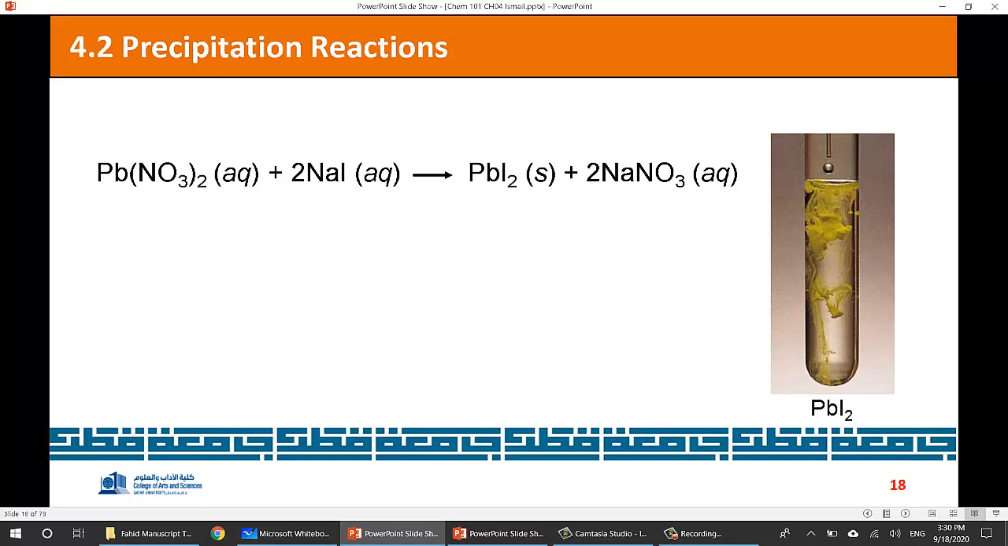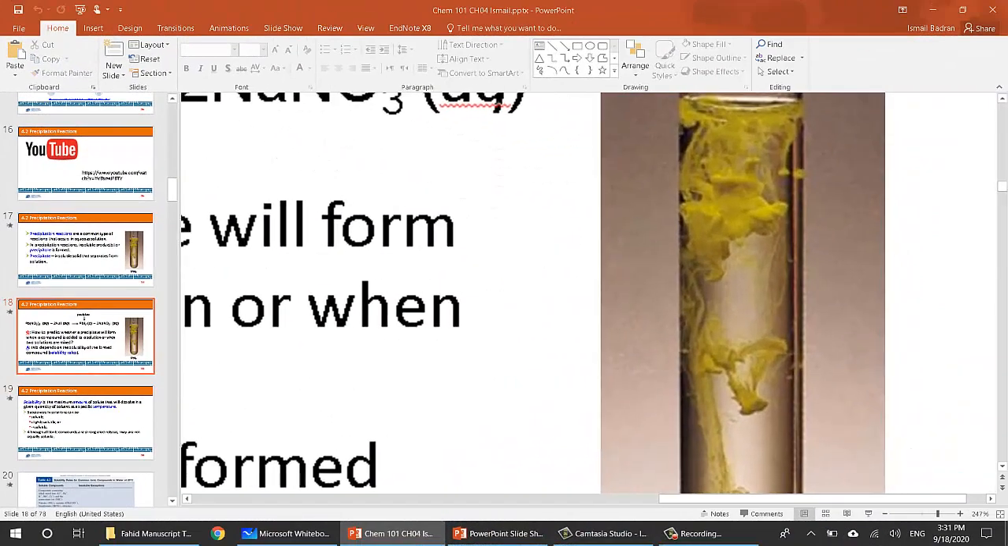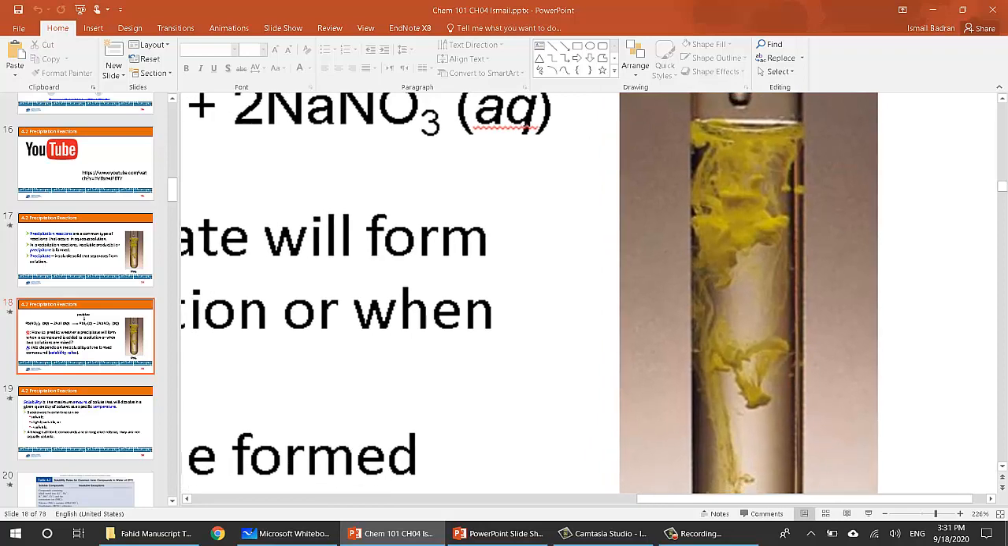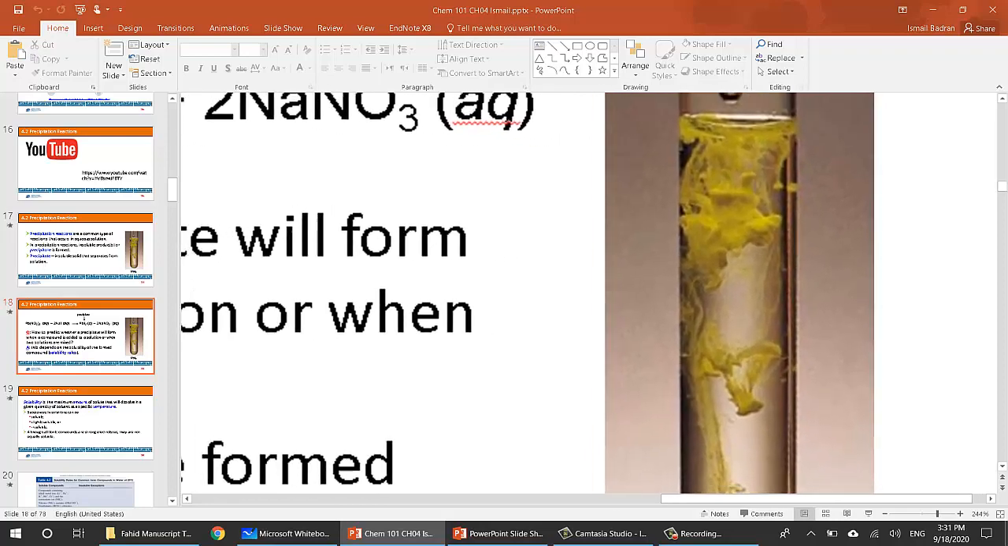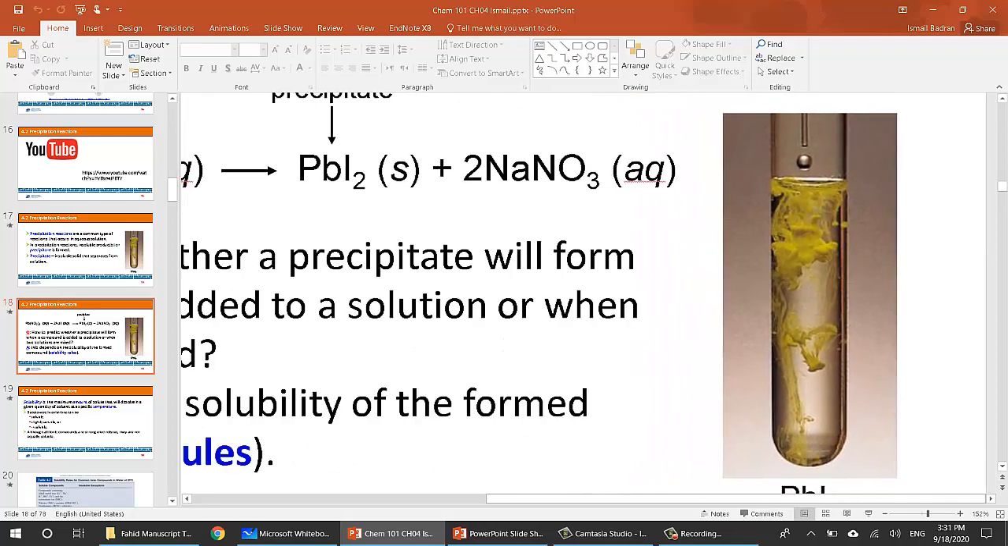And sodium iodide also has no color. I refer to them here by the letters aq. That means aqueous, indicating that these are soluble in water. So when you add these two things, you observe some kind of cloudy yellow solid forming. That's the lead iodide, PbI2, that you observe.